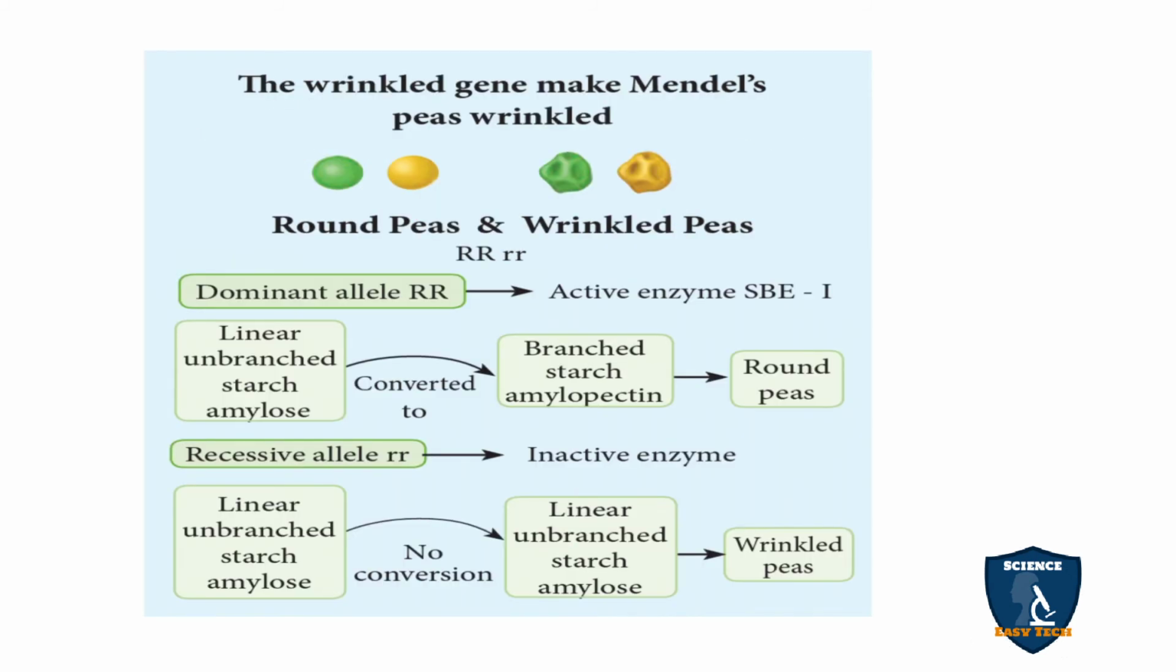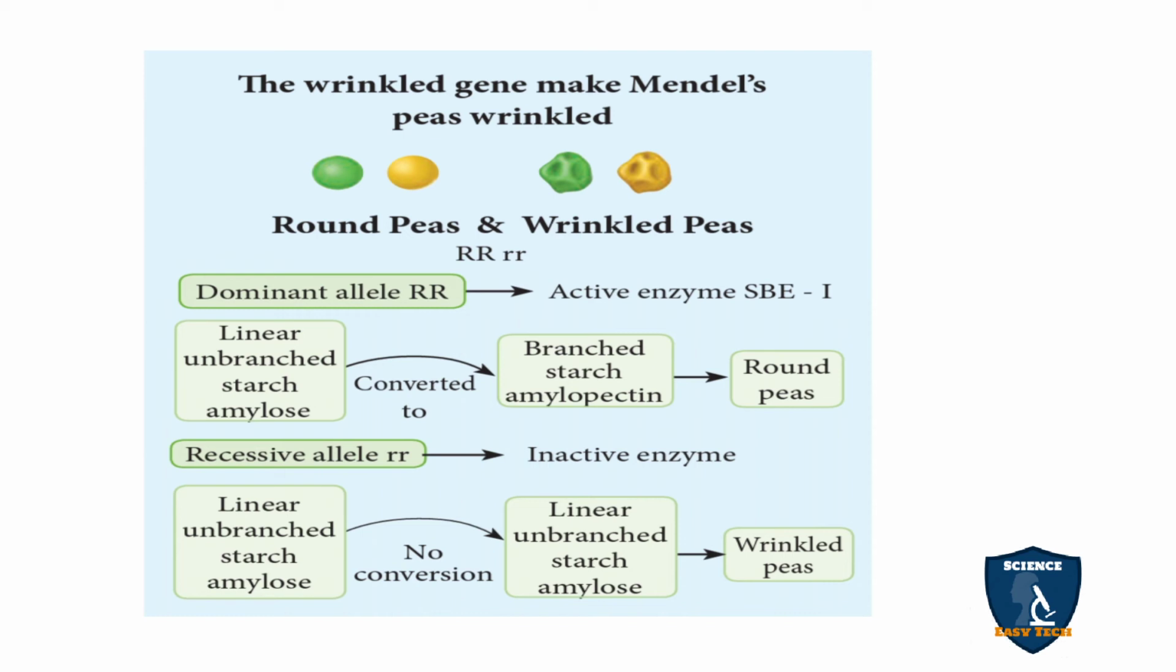And how the green wrinkled seed and round seed come out, that is capital R, small r, is the same way as you see in the plant height. Here the capital R is the dominant allele.